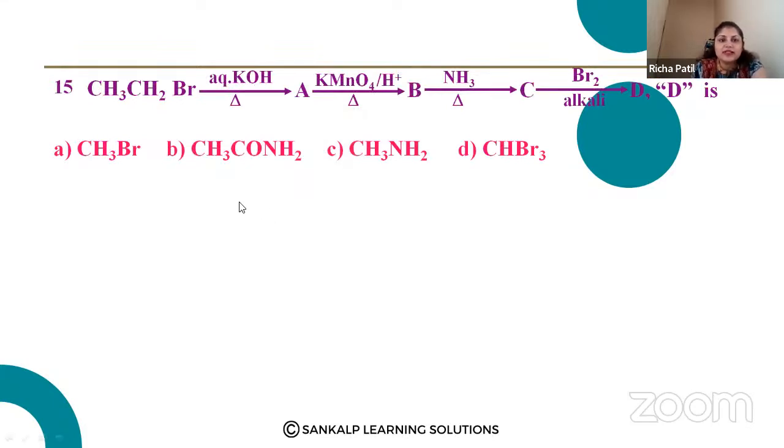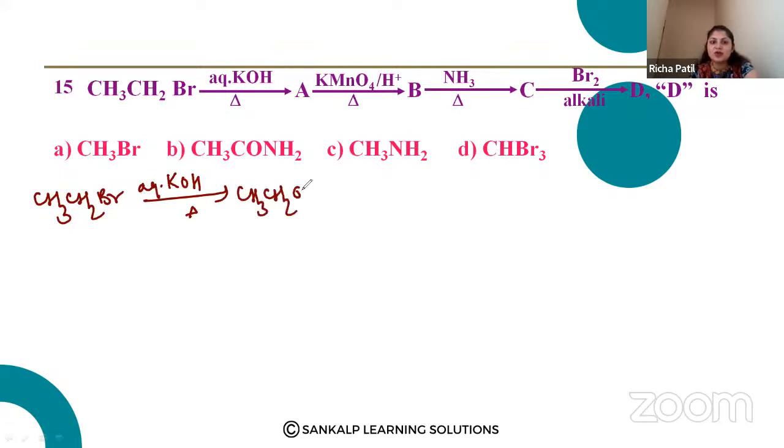So next one, CH3CH2Br. We'll solve this, so keep answering. CH3CH2Br, you treat it with aqueous KOH and heat it. What do you obtain? Br is a good leaving group, so it becomes CH3CH2OH, right? This becomes ethyl alcohol. This is further treated with KMnO4, which is an oxidizing agent.